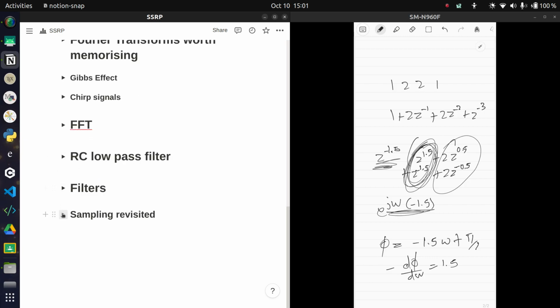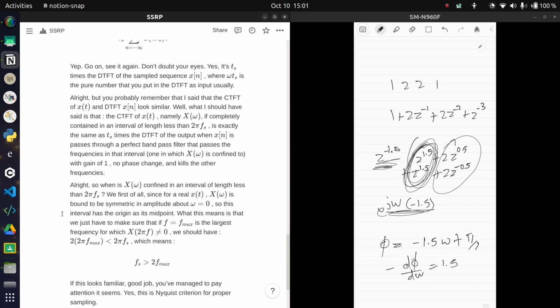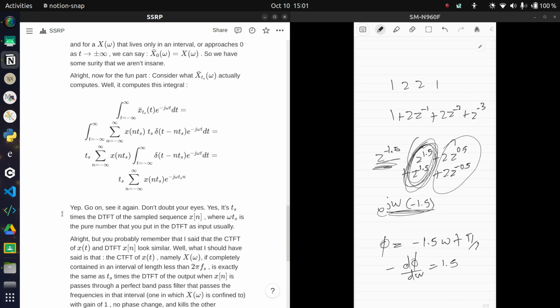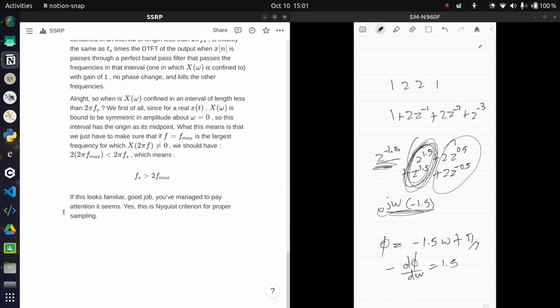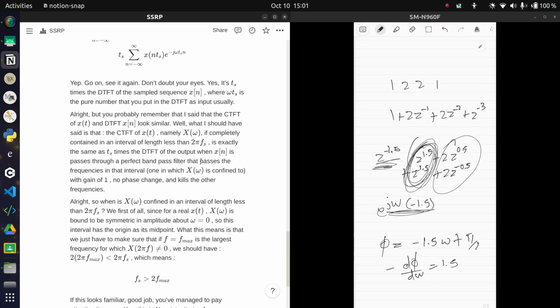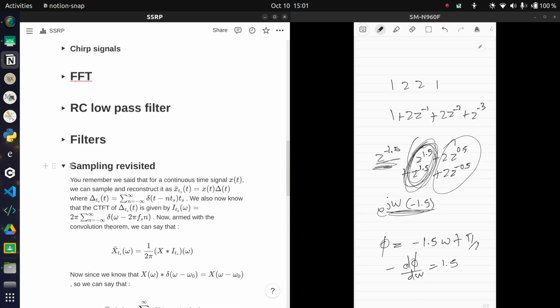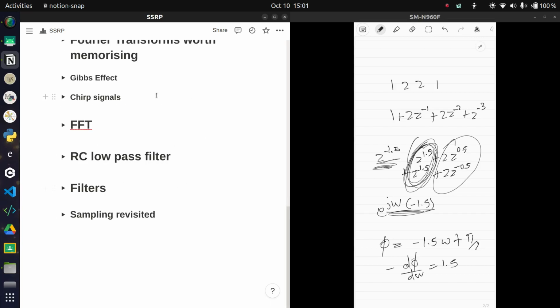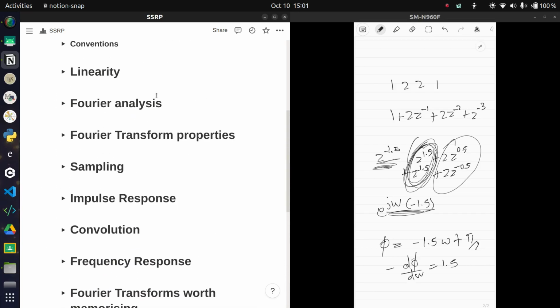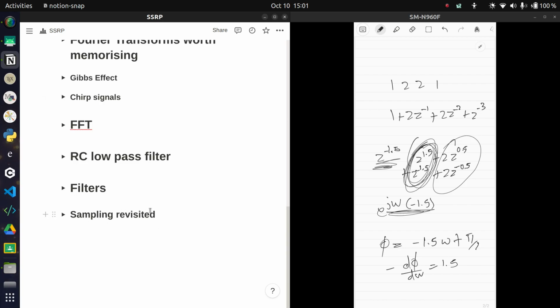Then there's this sampling revisited section that I've written down, but honestly it's too much for me to explain. Basically I just derived the Nyquist criteria. Just look into it if you get hold of these notes, which I will be sharing in the description in any case. But I'm not going to go over this because it's not in the exam. So that's it.